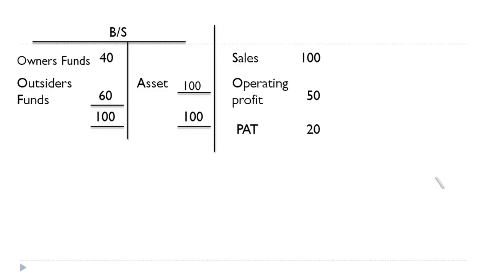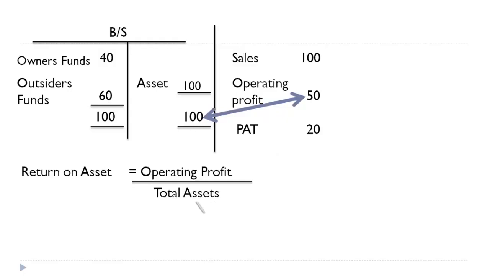So with this information, can we calculate return on asset? The answer is very much yes, because return on asset will establish a relationship between what? Operating profit, which is here, and the total assets. So operating profit and total assets relationship would tell you the return on assets. So it's operating profit divided by total assets, which is 50 divided by 100, so it's 50%. So here the return on asset is 50%.